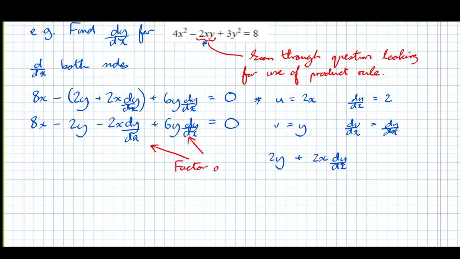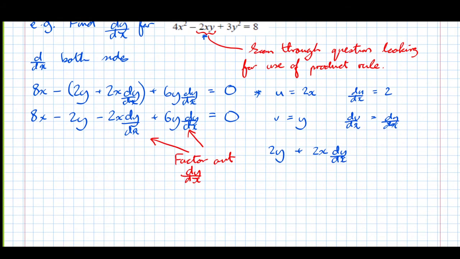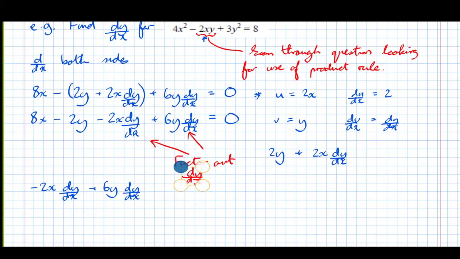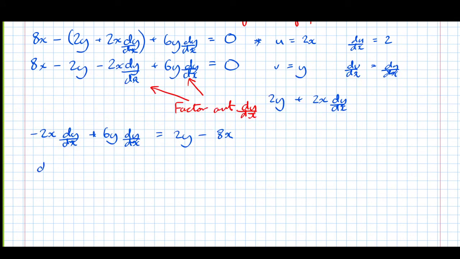So factor out dy by dx. So what that's going to do, if I first take everything over to the other side, I've got minus 2x dy by dx plus 6y dy by dx. Just move that so I've got enough room. Plus 6y dy by dx equals, and then we've got 2y minus 8x on the other side now. So let's factor out dy by dx.